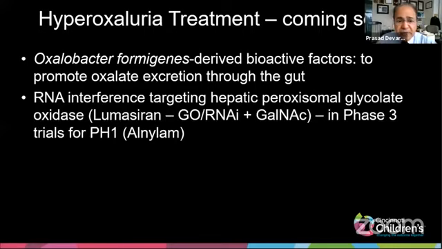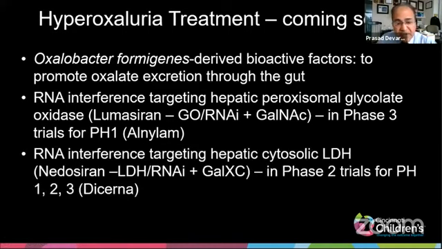Then there's RNA interference treatments that are very promising, and here's one. What they do is they target the hepatic peroxisomal glyoxylate oxidase, that particular enzyme that is mutated in patients with PH1. So you can create an RNA inhibitor to that particular enzyme and attach it to GalNAc, which then targets this to the liver and only the liver. This is a therapy that's now in phase 3 clinical trials.